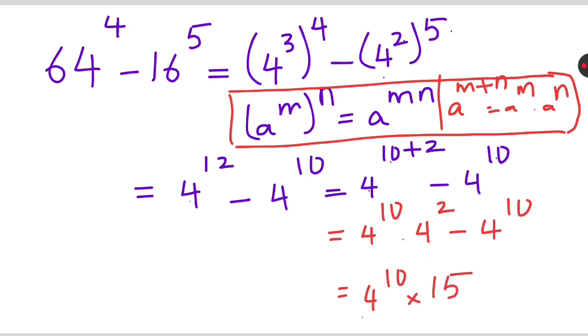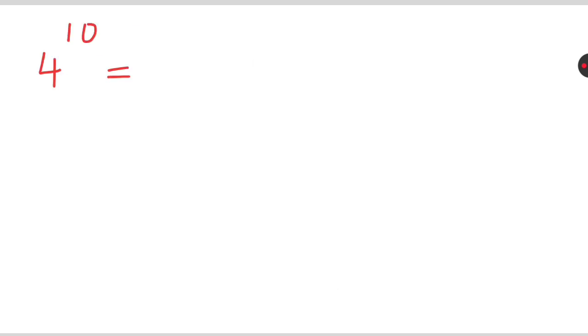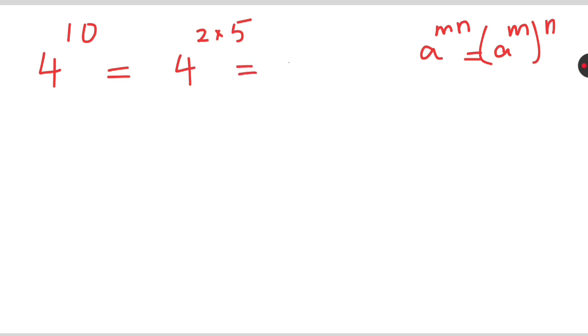Now we need to find the 4 raised to the power of 10 value, then we do times 15. This 4 raised to the power of 10 we can write as 4 raised to the power of 2 times 5. Now it is in the form of a raised to the power of m times n. We can write this as a raised to the power of m whole raised to the power of n. So we can write this as 4 raised to the power of 2 whole raised to the power of 5. 4 raised to the power of 2 is nothing but 16, so 16 whole raised to the power of 5.